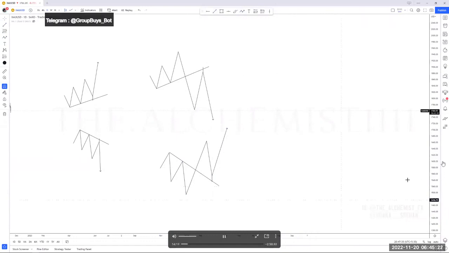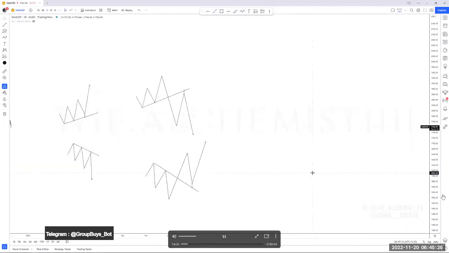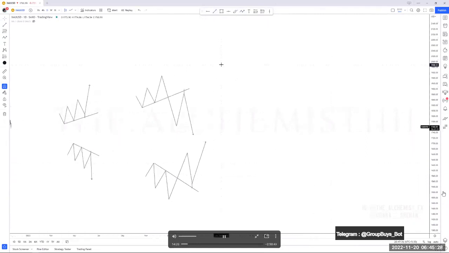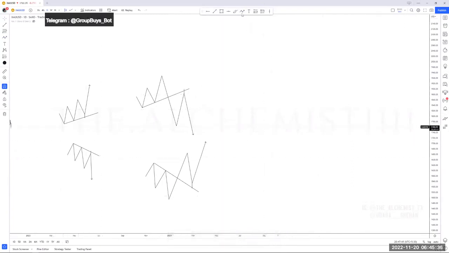Now the next one will be a reversal trend line. It's not something that I love, but you can use it, because when a reversal trend line appears with other confluences, you can assume that the market is going to change its trend. So the reversal trend line will be something like this.